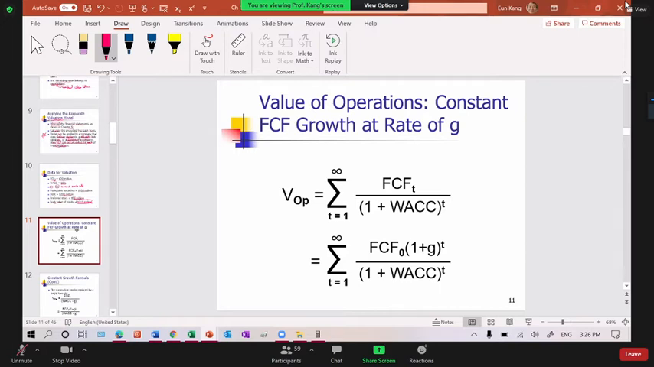Then what? If t equals 1, then free cash flow 0 times (1 plus g) over (1 plus WACC). If t equals 2, free cash flow 0 times (1 plus g) squared divided by (1 plus WACC) squared, and so on. So that is, what is the name of this cash flow?